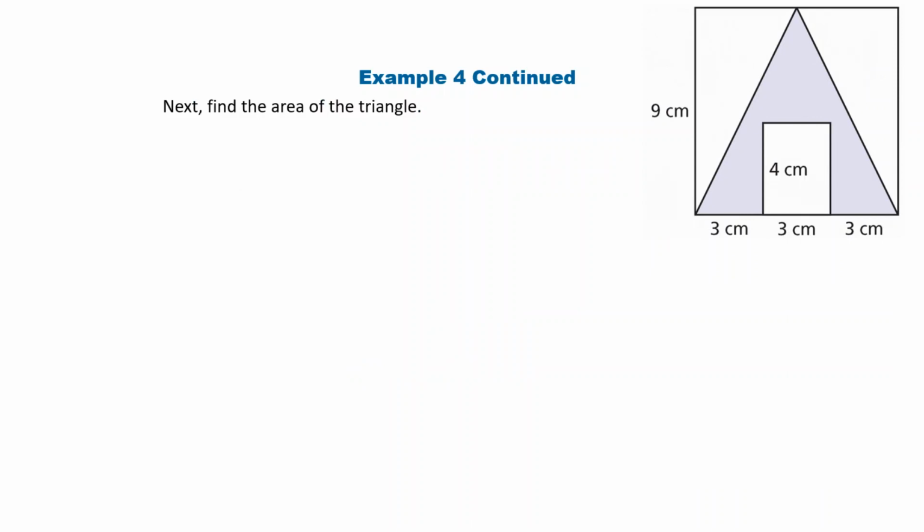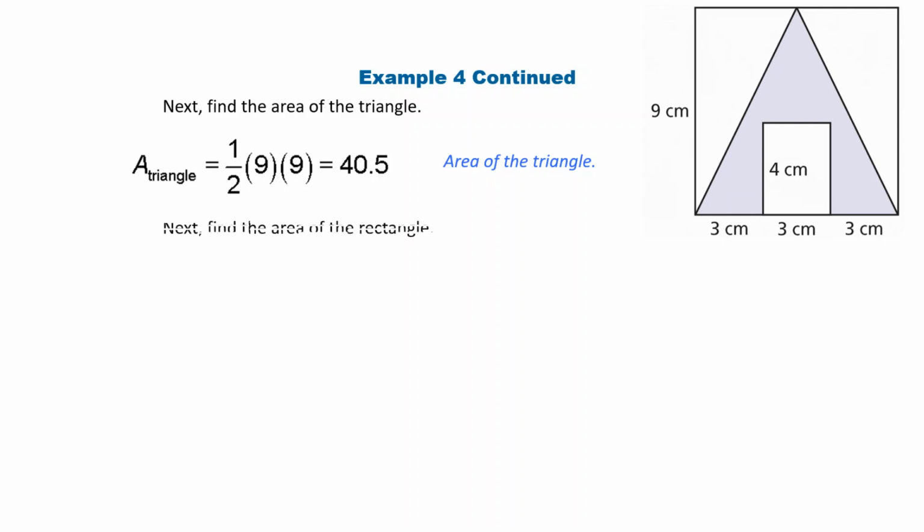All right. So now that we have the total area of the square, we're going to find the area of the triangle, which is shaded. So area equals 1/2 base times height. So the area of our triangle is 40.5, but the whole triangle is not shaded. All right, we have to subtract the rectangle. So let's find the area of that rectangle, which is base times height. So that's going to be 3 times 4 equals 12.